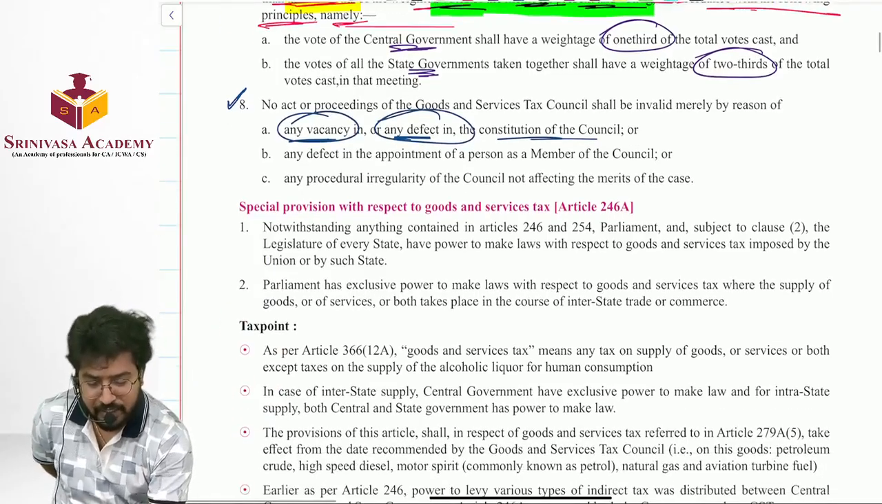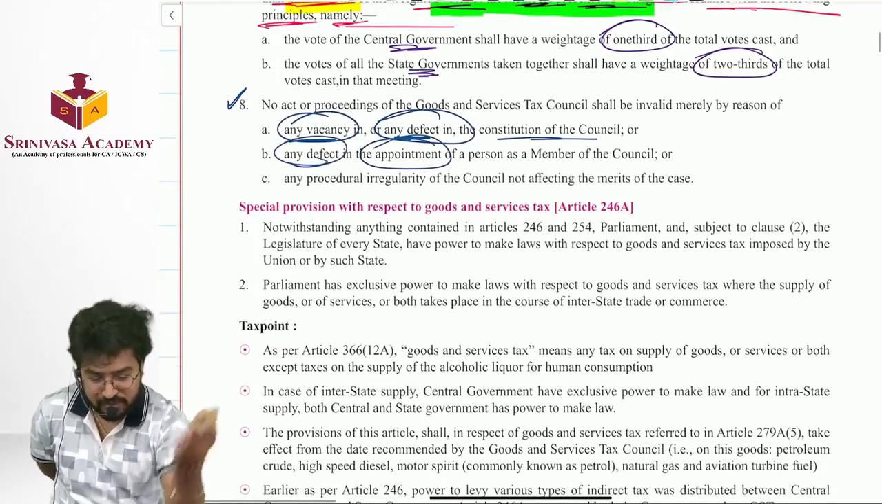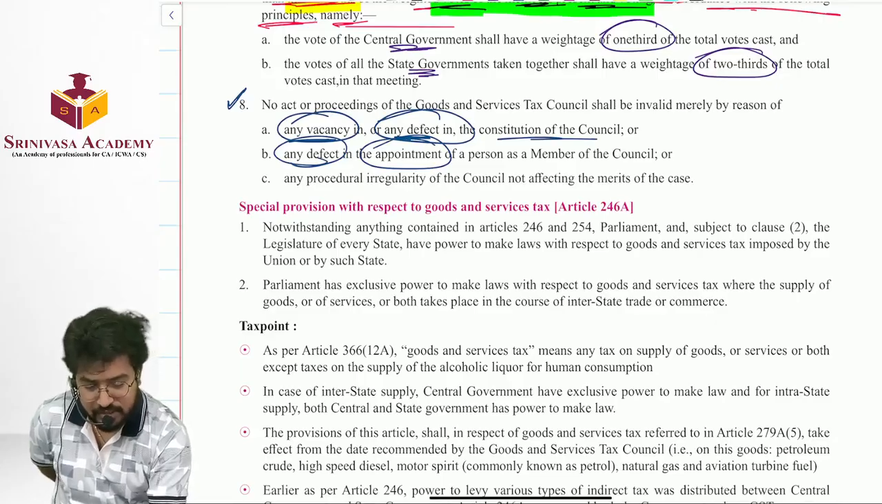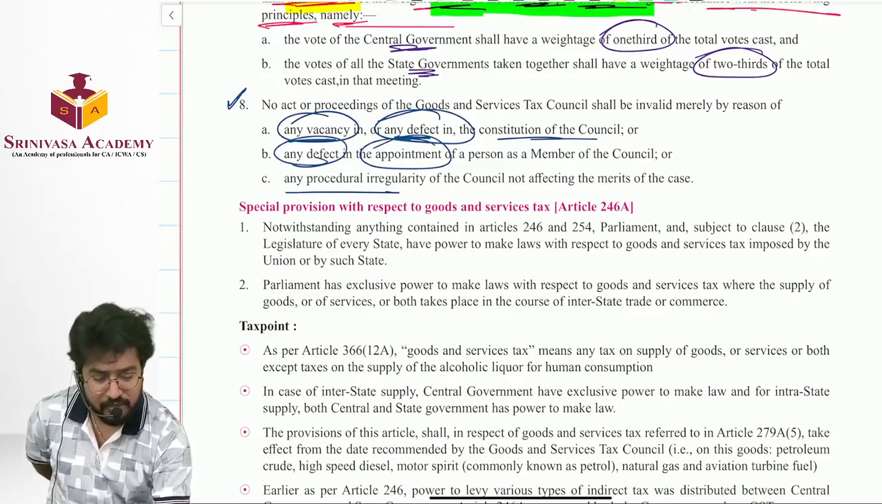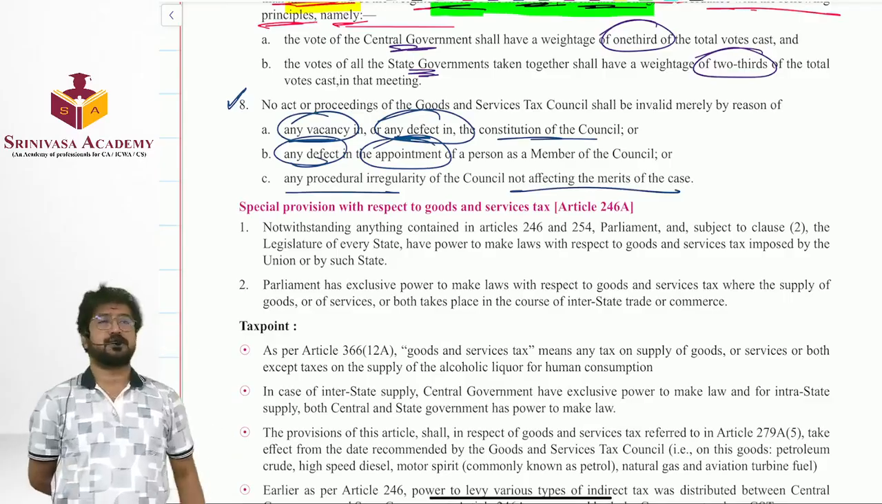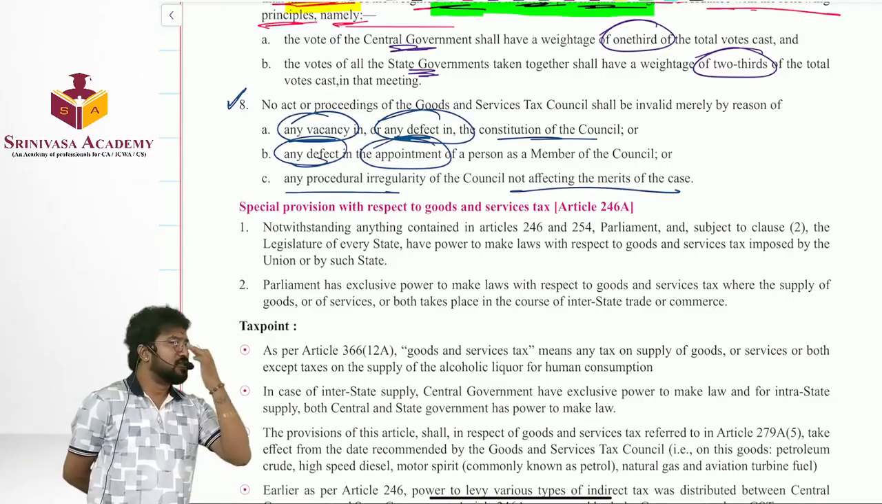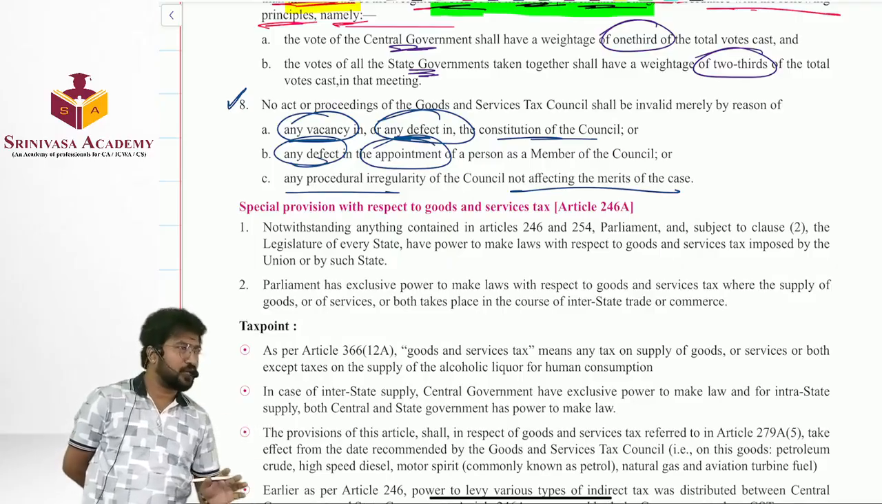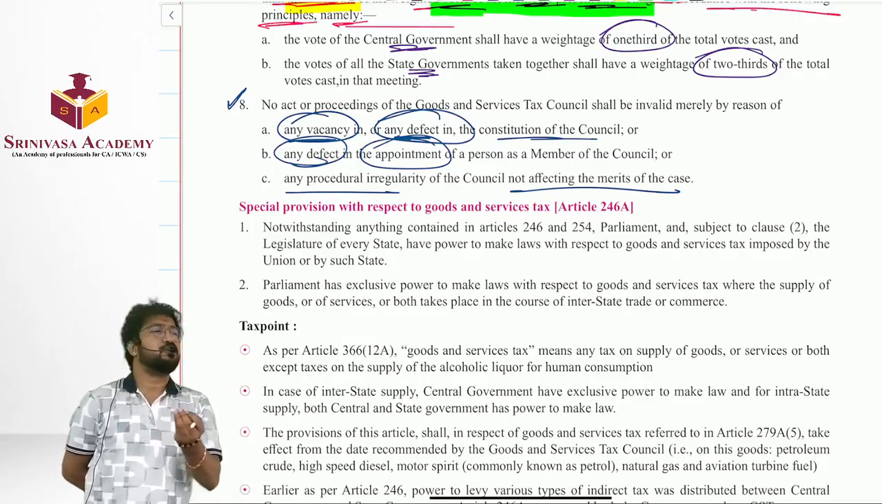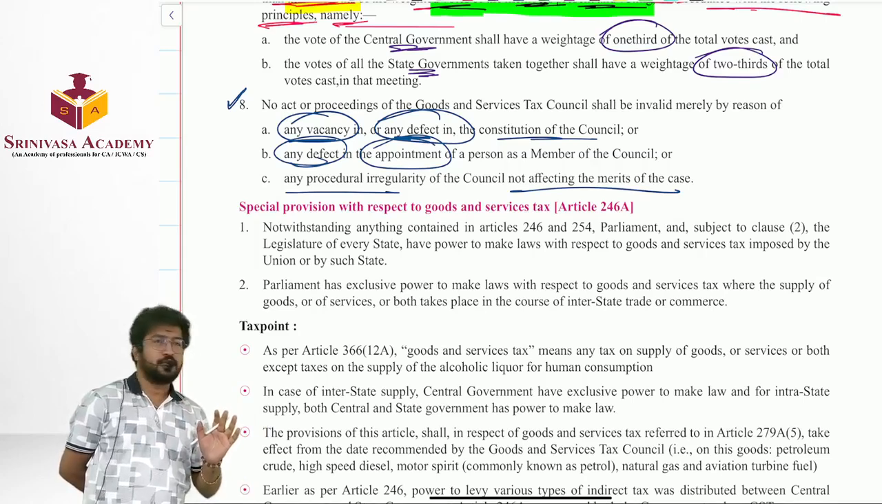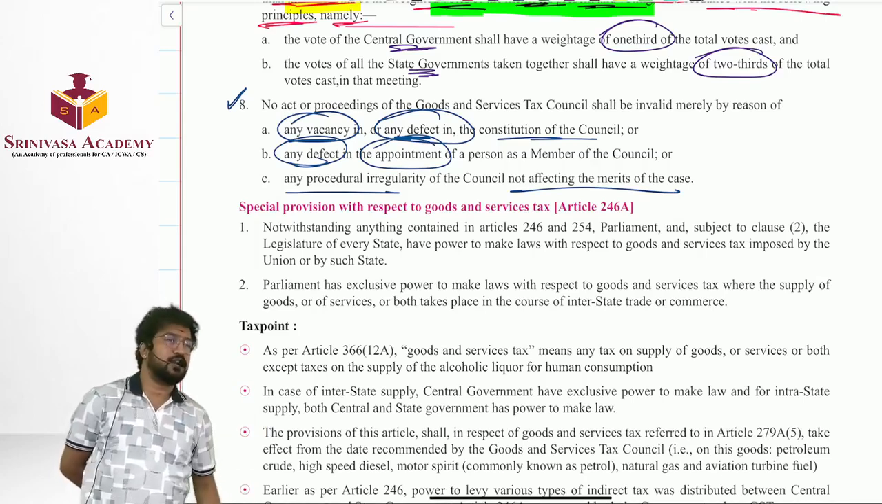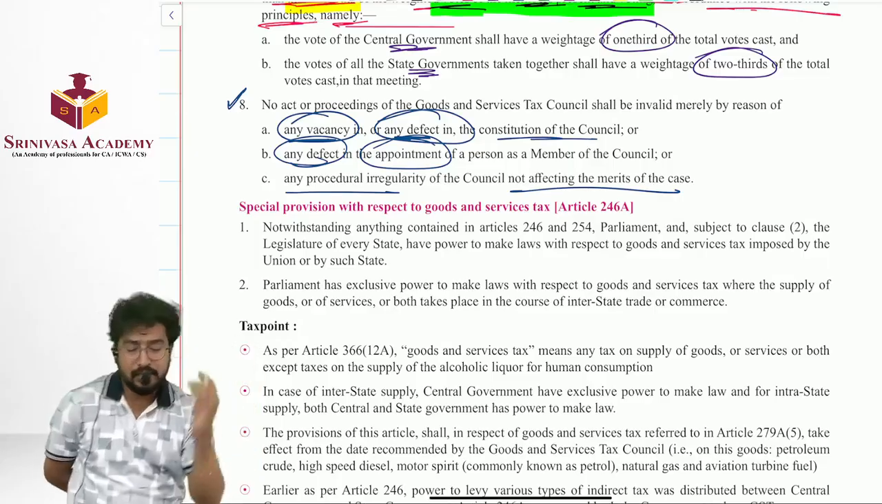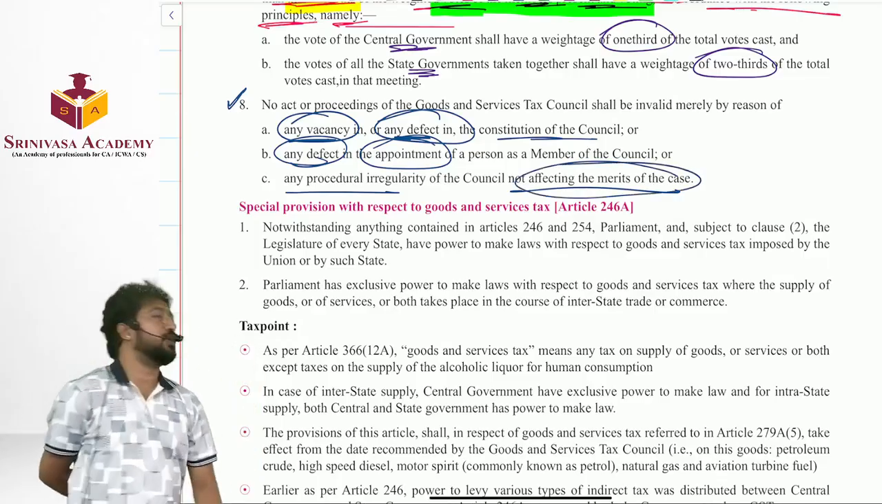Next, any defect in appointment of a person. Sorry, the same thing we have discussed. Next, procedural irregularity which is not affecting the merits of the case. In GST council meeting, they have to follow certain procedures. Let us not worry about that. Okay, they did not follow the procedure properly. Because of that, can you invalidate the decision? No, unless that is affecting the merits of the case.